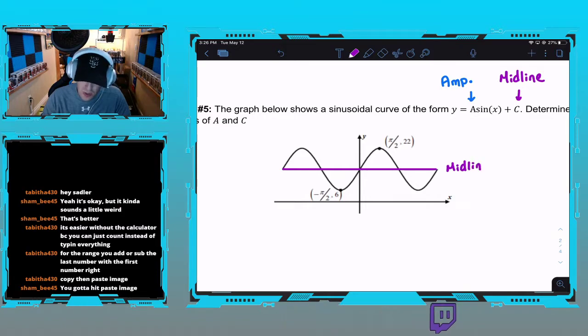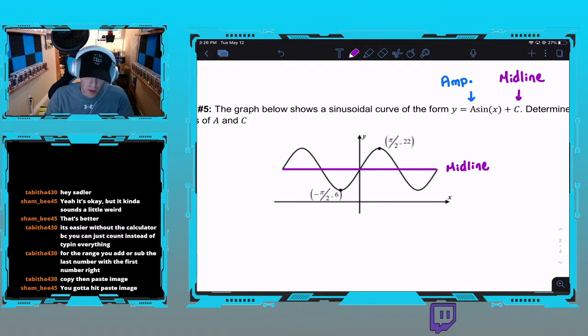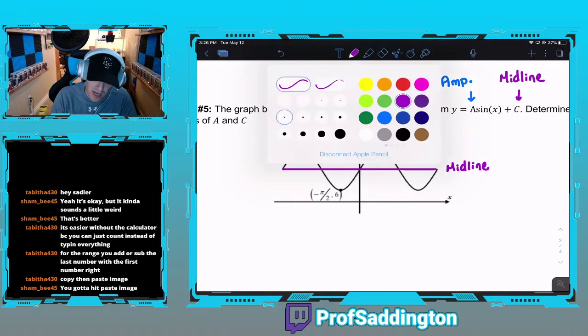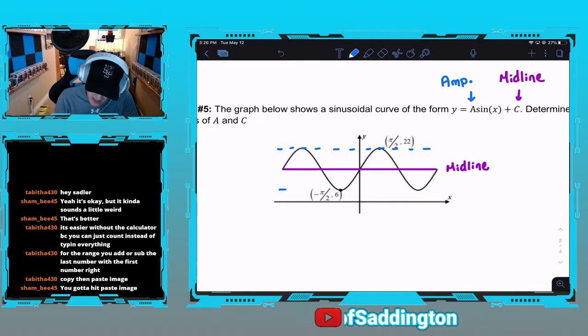I'm telling you, this is one of my favorite definitions in math because midline just means middle line. There's no overthinking for that. So now that I drew in my midline, the goal is to figure out what that midline can be. Well, in order to figure that out, I'm going to draw in my dashed line up top, just like we did before. And I'm also going to draw in a dashed line at the bottom.